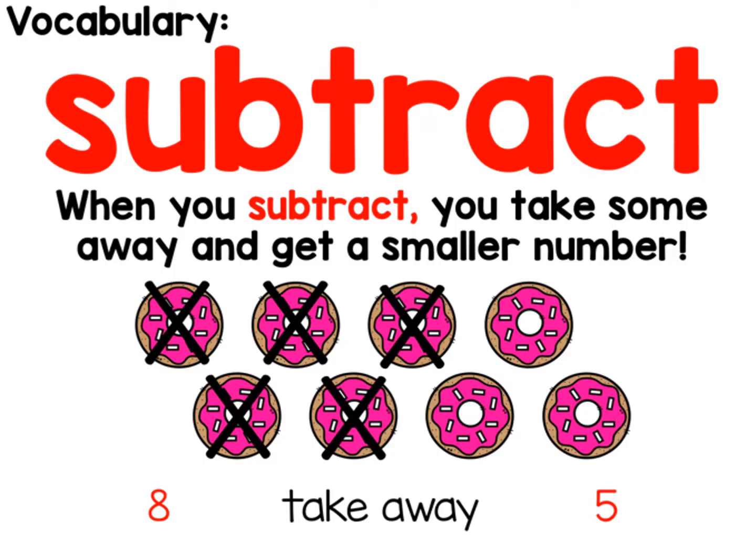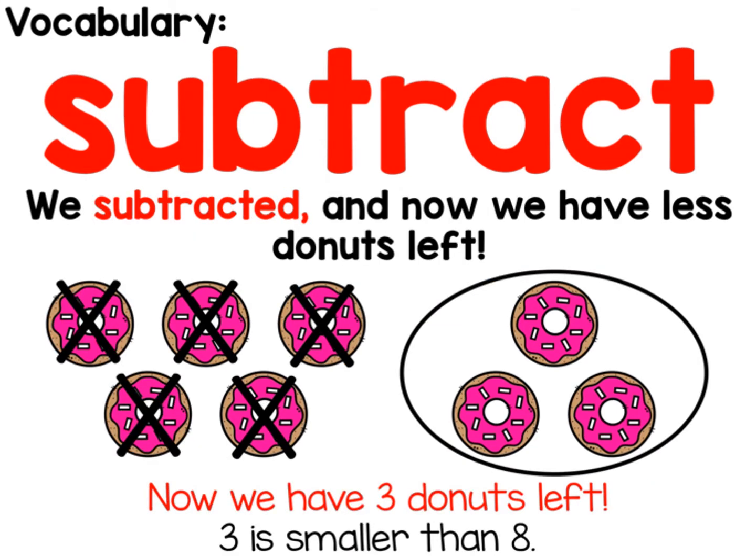Subtract. When you subtract, you take some away and get a smaller number. We had 8 donuts, and then we take away 5, and we put an X on those to take away in the picture. We subtracted. We took those 5 away, and now we have less donuts left. Now we have 3 donuts left. 3 is smaller than 8.